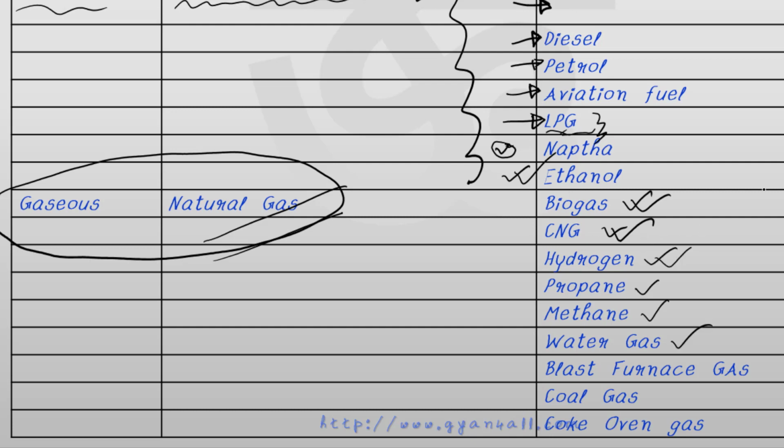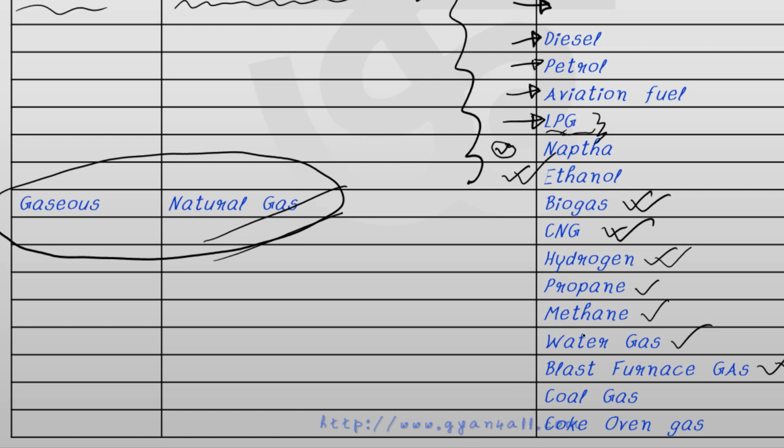There is one called water gas. Water gas you studied in chemistry. That is basically a mixture of carbon monoxide and hydrogen. We will not go into the details of water gas. Another is blast furnace gas. You have studied the blast furnace also in chemistry, and a blast furnace byproduct is a gas, and that gas has some carbon content. So that can be used as a fuel, but it is not a very good quality fuel. But definitely blast furnace gas is a gaseous fuel.